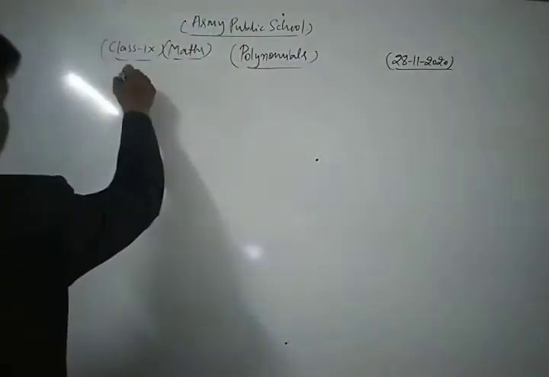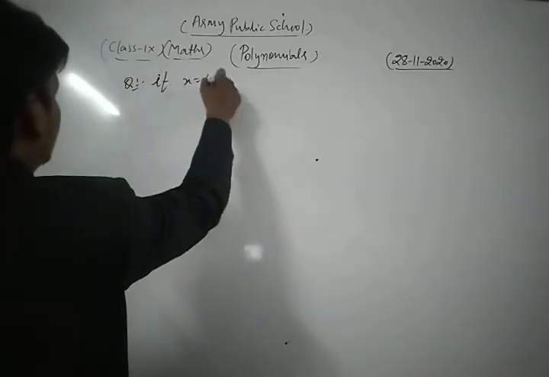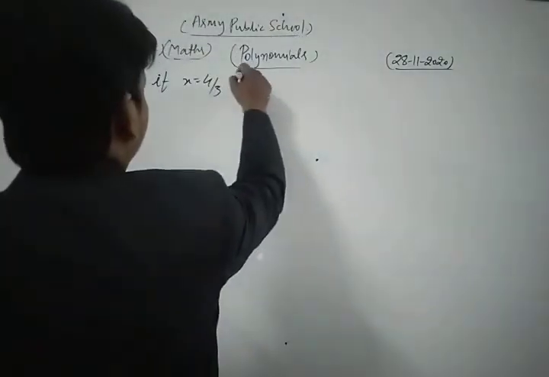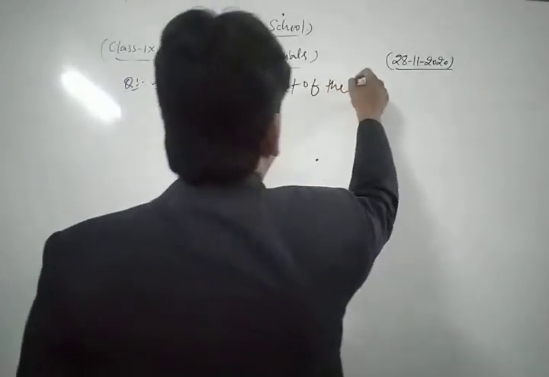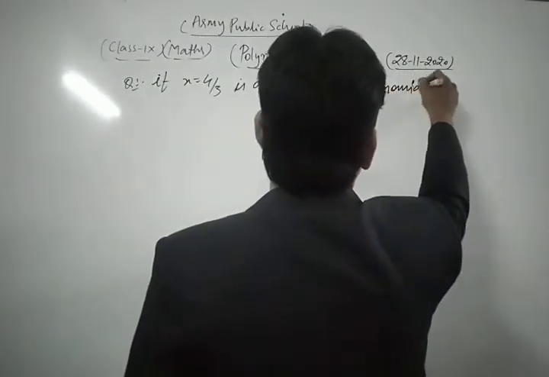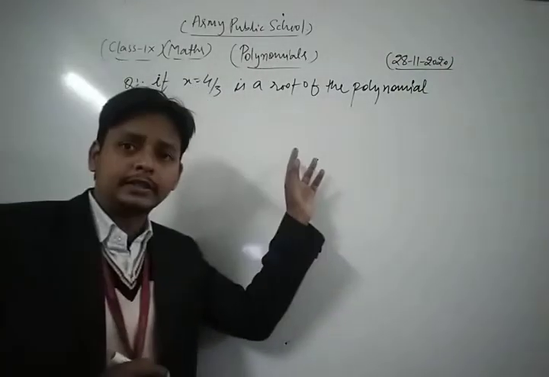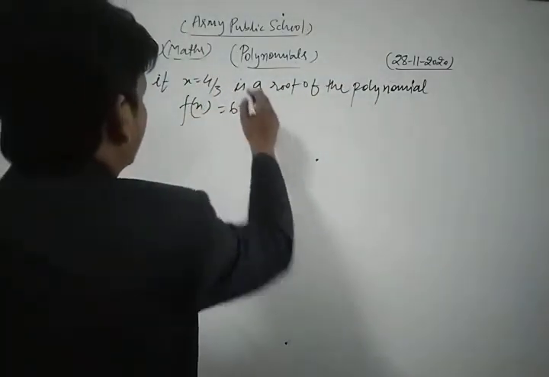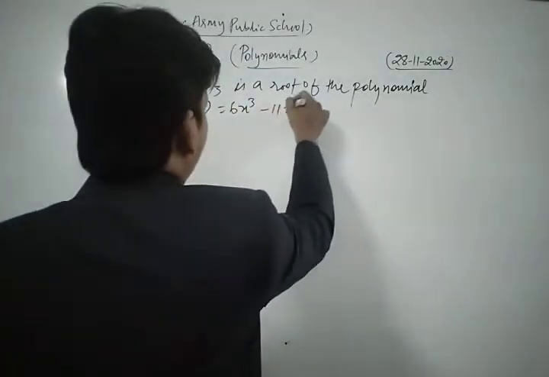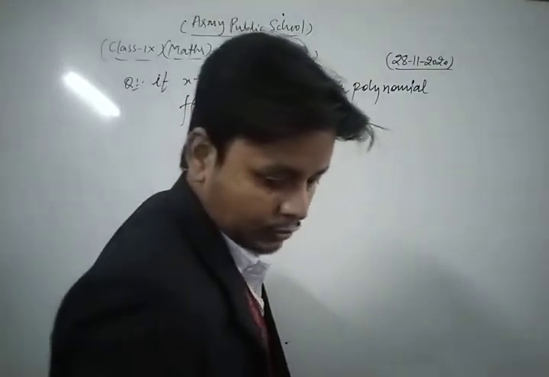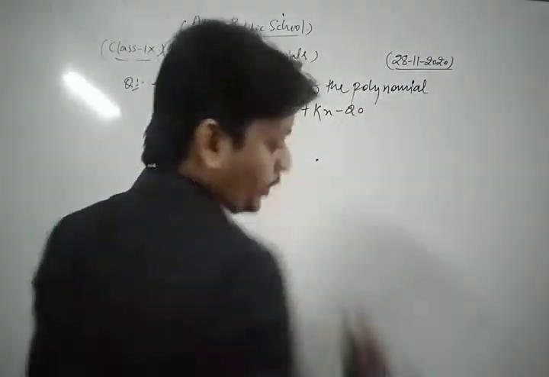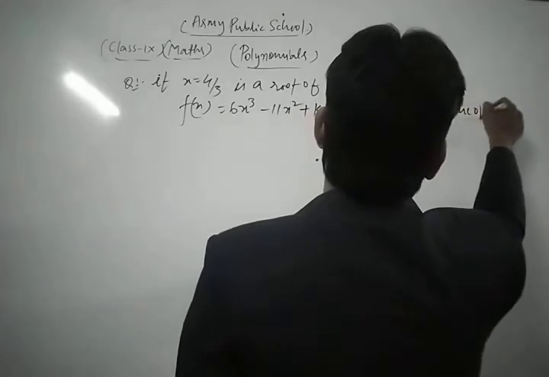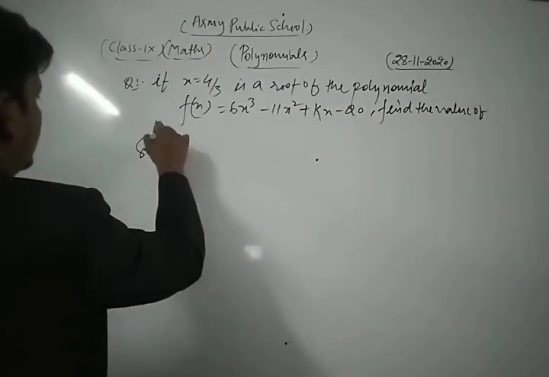If x is equal to 4 by 3 is a root of the polynomial f of x is equal to 6x cube minus 11x square plus kx minus 20, find the value of k. Now let's get the solution.